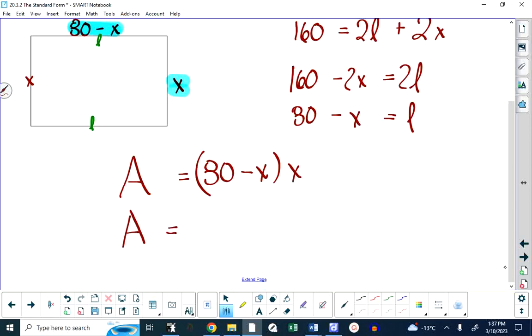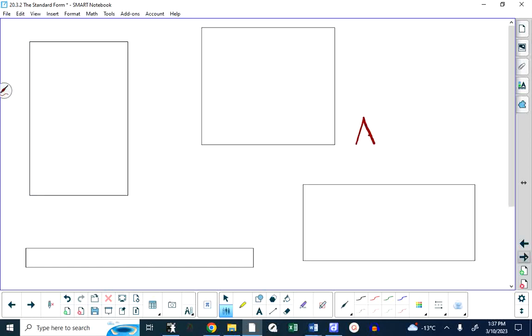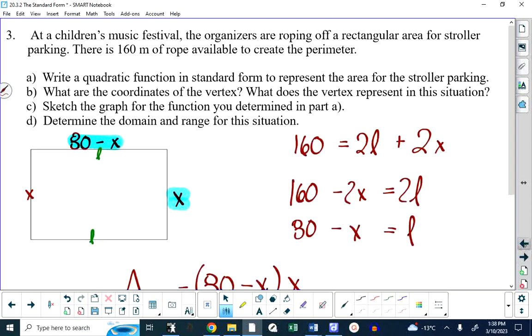When I multiply this out, I get 80x minus x squared. Just ponder that for a second and see if that makes sense. Okay. That's not quite in standard form. Standard form is this. So, what does this mean? It means I want to go back to my rectangles here. Let me write this down. Area equals negative x squared plus 80x. Just want to double check.